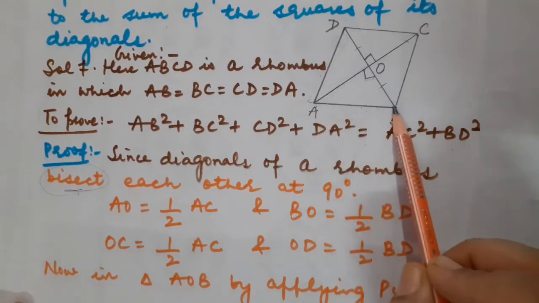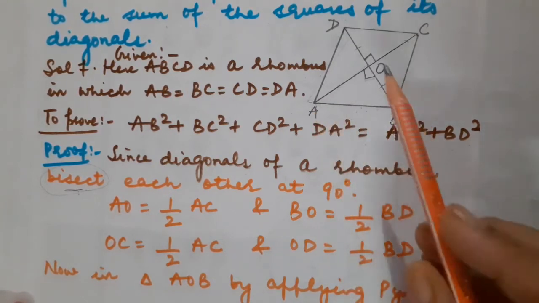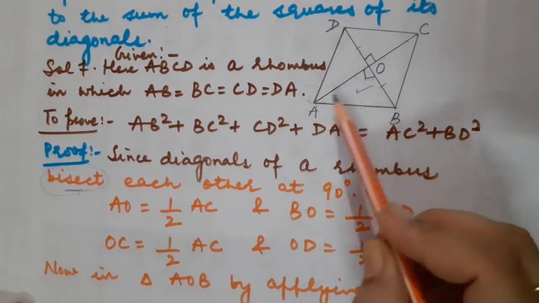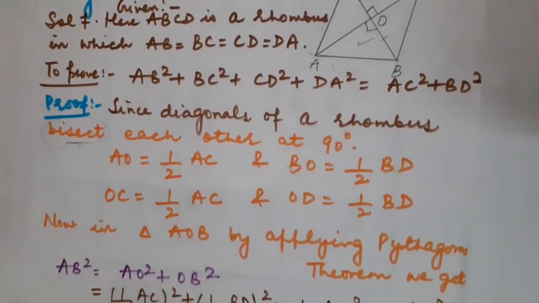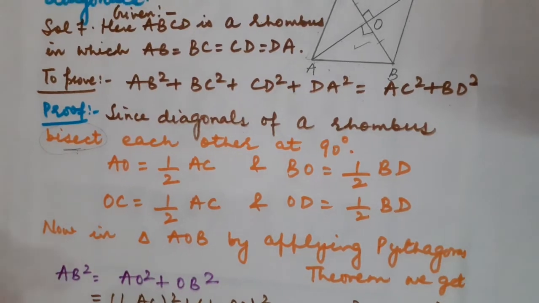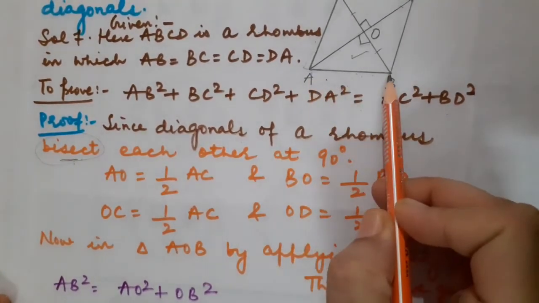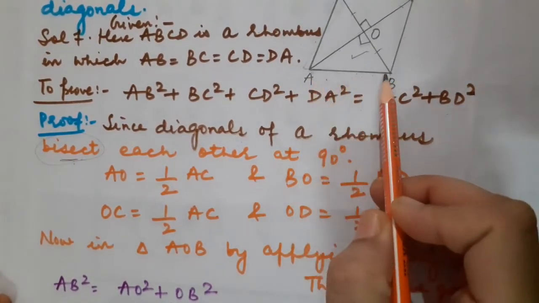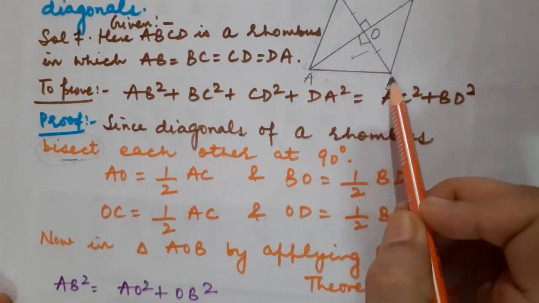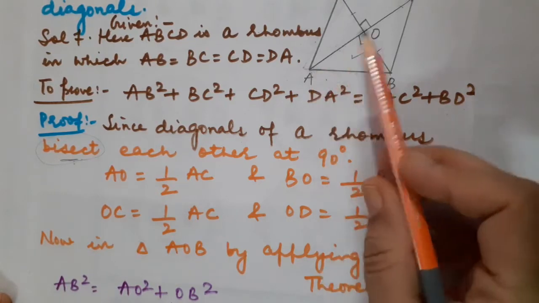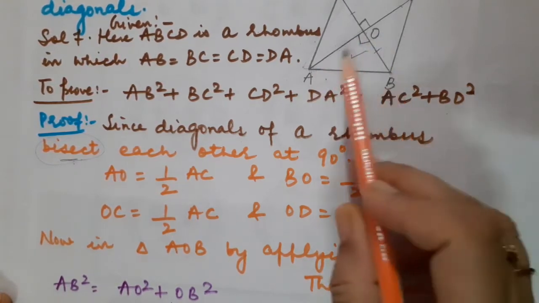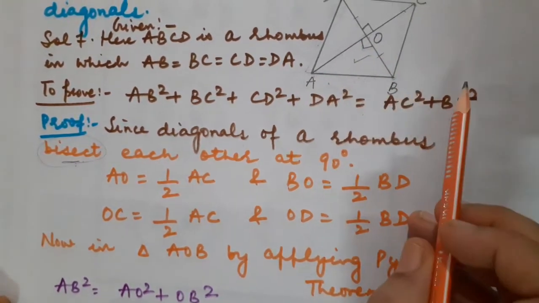So it must be the hypotenuse. Correct? So let us apply Pythagoras theorem in triangle AOB. While applying Pythagoras theorem in triangle AOB, I have got AB square, because hypotenuse square is equal to base square plus height square. You can take either of the two sides, either AO or OB, as base or height. The choice is yours.